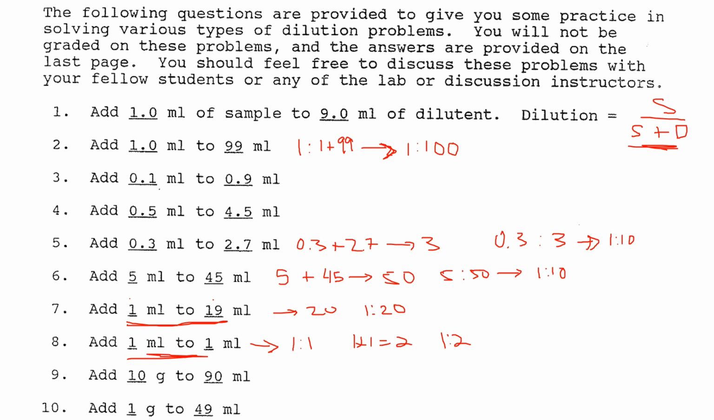For 9, hopefully you can also do this in your head. We see 10 and 90, so the total is 100, and then we have 10 to 100, which is again 1 to 10. And then finally, 1 and 49, our total is 50, so we have 1 to 50.